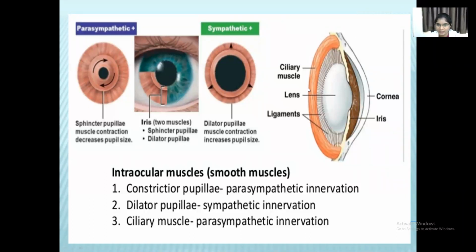Ciliary muscles are also present in the eye. Parasympathetic drugs, acetylcholine, cause contraction of the pupil, and also cause accommodation, increase the outflow and decrease the intraocular tension. Parasympathetic drugs act on the ciliary muscle, so they cause miosis and increase the outflow of aqueous humor and decrease the intraocular tension.